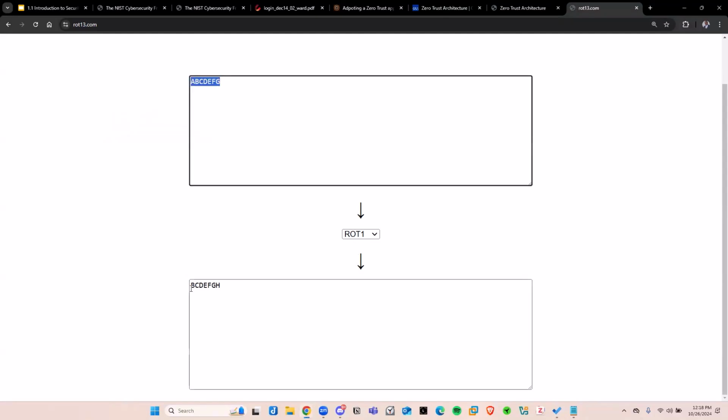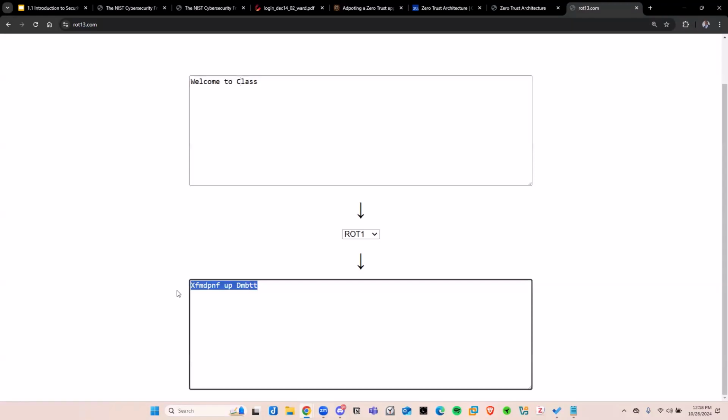So I say A, B, C, D, you see that it starts with B, C, D. So it's basically substituting one letter. So if I said, welcome to class, this is something you can read and understand. This is something that has been encrypted. This right here is an encrypted message. And I'm simply substituting one. Right? I'm saying, hey, instead of writing W, write another letter that follows W.